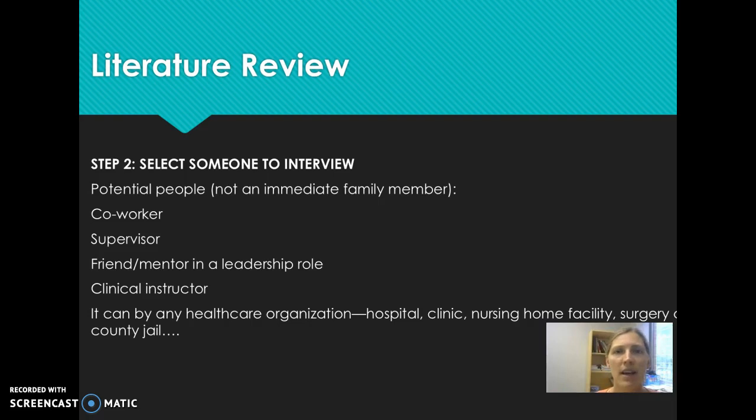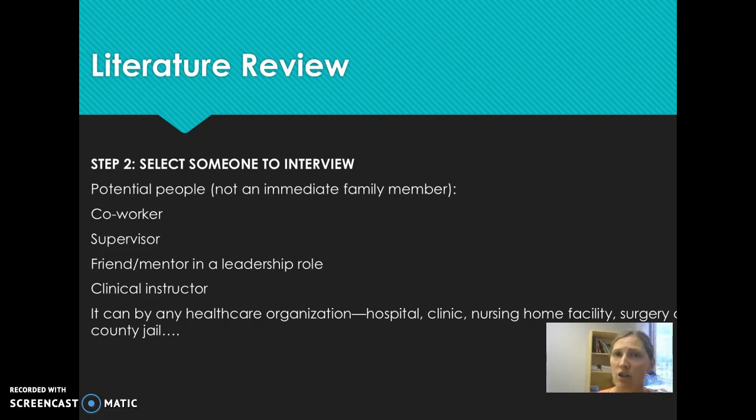So the first thing is you need to figure out who you want to interview. It can really be any person, but I ask that it not be an immediate family member. That would be like your mom, your dad, your sister, your brother, a significant other, a spouse. But it can be a coworker, which is really great. A supervisor is ideal.